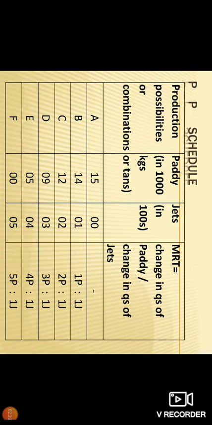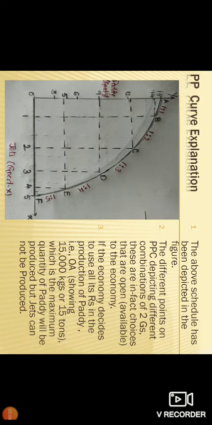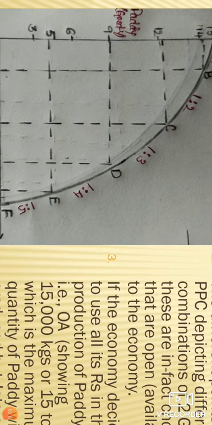But if you dedicate all the resources to the production of the civilian good paddy, we can produce 15 tons, and correspondingly the jets are 0. In combination B, 14 tons of paddy and 1, meaning only 100 jets. It goes on with the C combination 12, 2, D combination 9, 3, and E combination 5, 4, and F combination has no production of the civilian good paddy. Completely sacrificed, we have increased the jets by one more, that is 5. Corresponding to that, we make a production possibility curve.